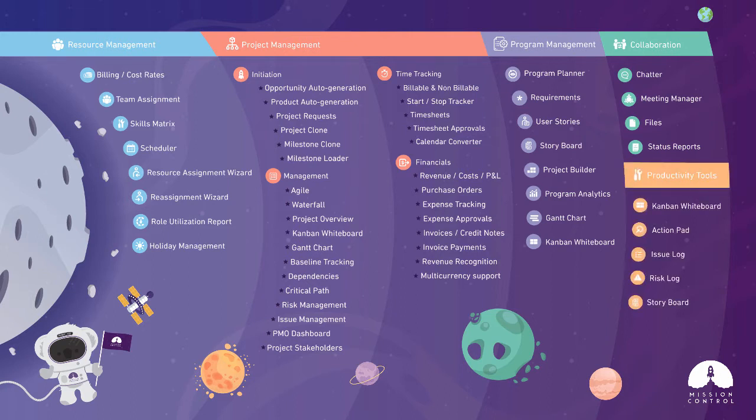And then a summary of productivity tools. Obviously, the Kanban Whiteboard is a key tool to allow you to do a lot of functionality like logging time, updating progress, collaborating with colleagues. And you can also do that on things like the action pad, issue log, and risk log.